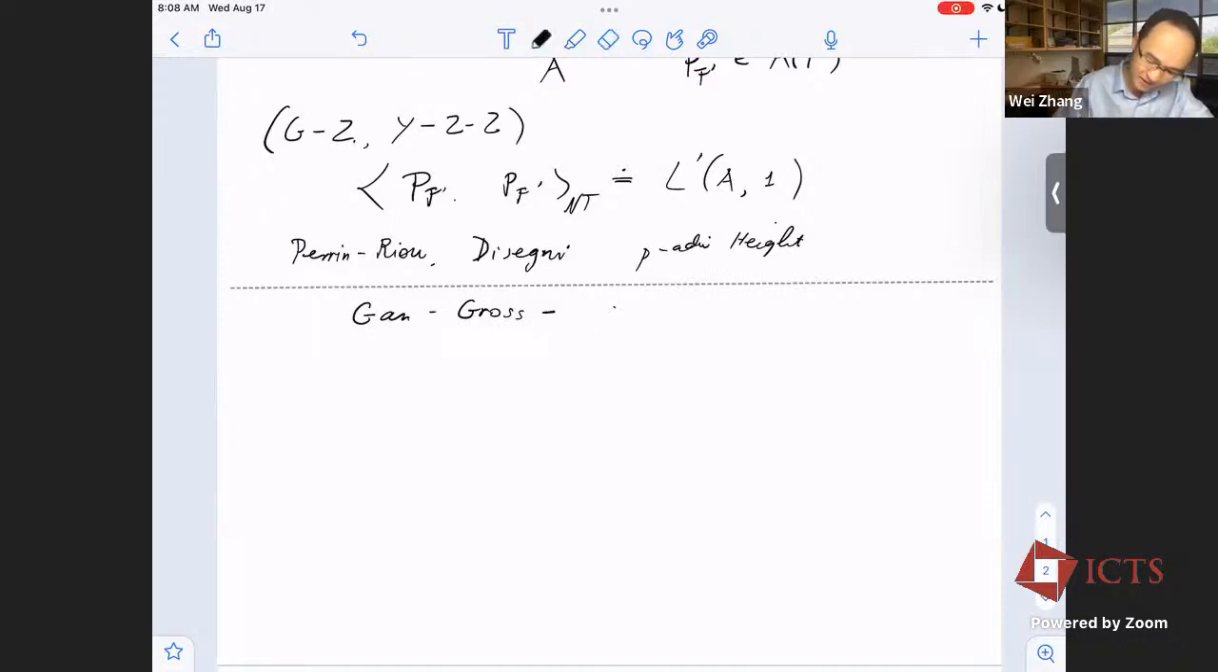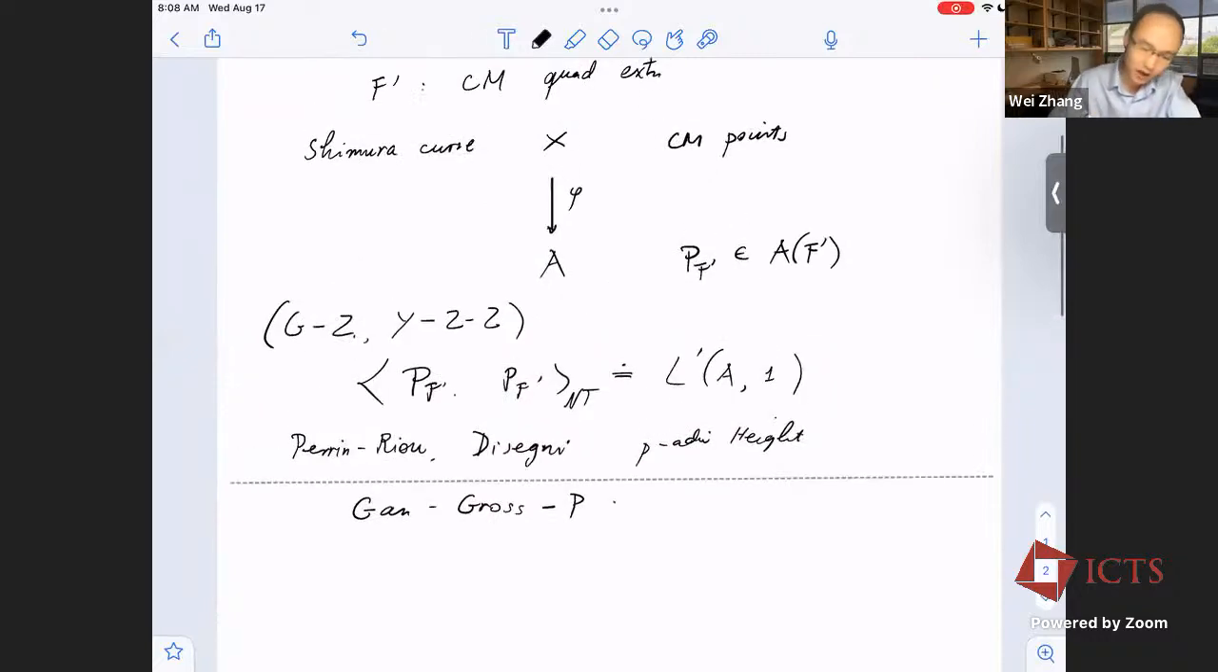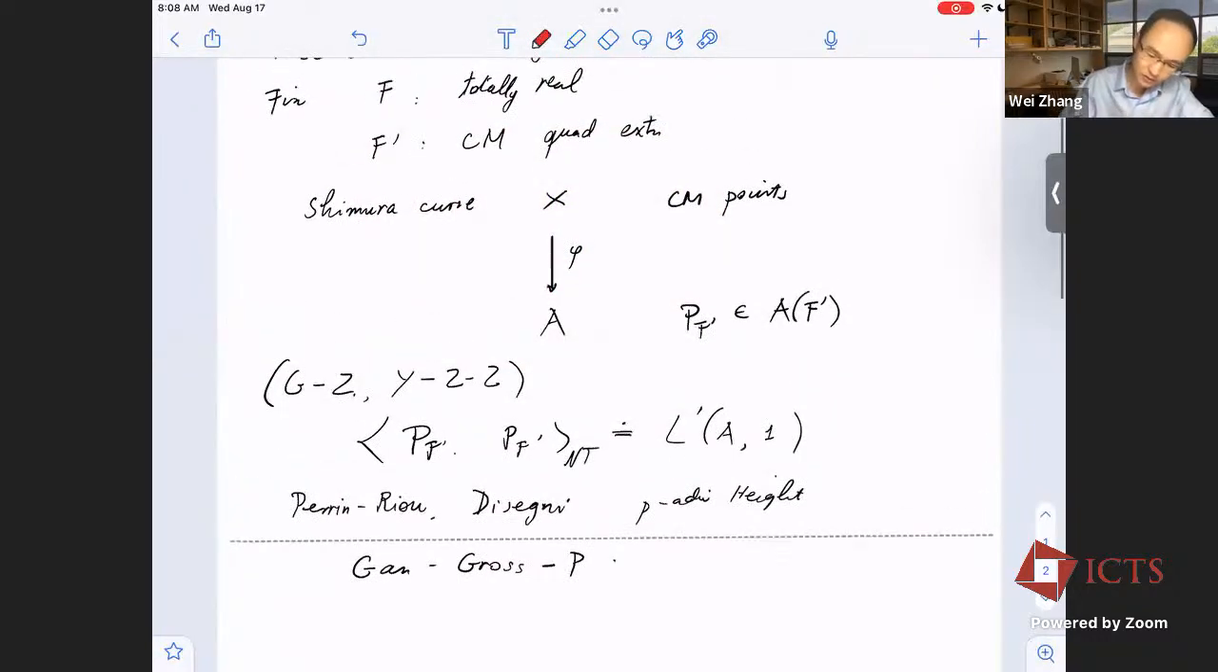Before you go on, could you say a little about how this identity is related to Gross–Zagier in the classical sense? This identity, actually, the identity I wrote here, is a good question. So thanks. In the classical Gross–Zagier, really.